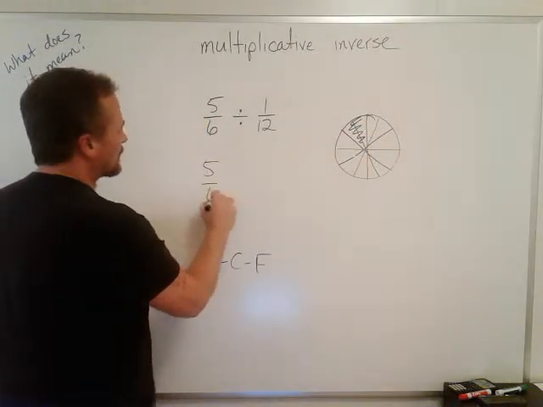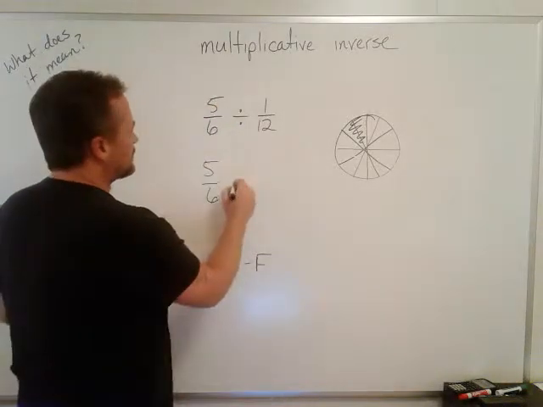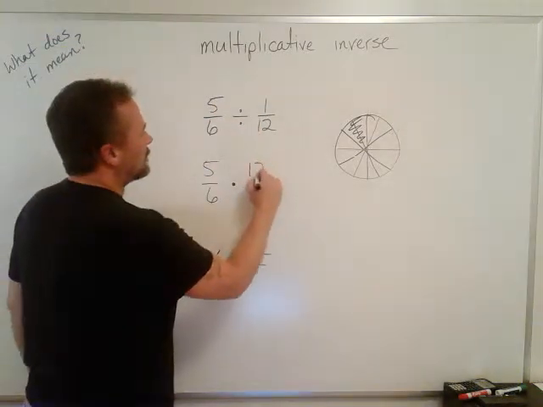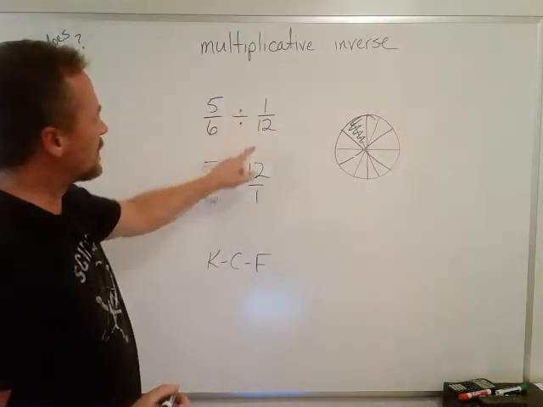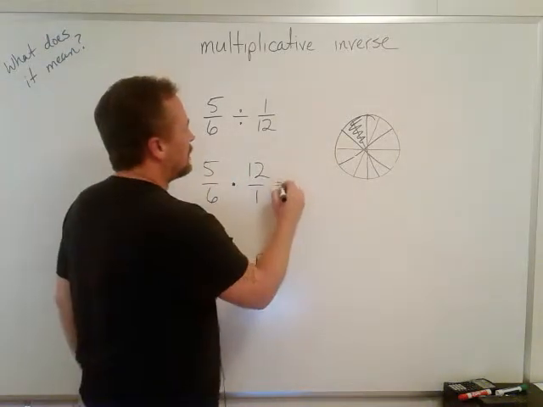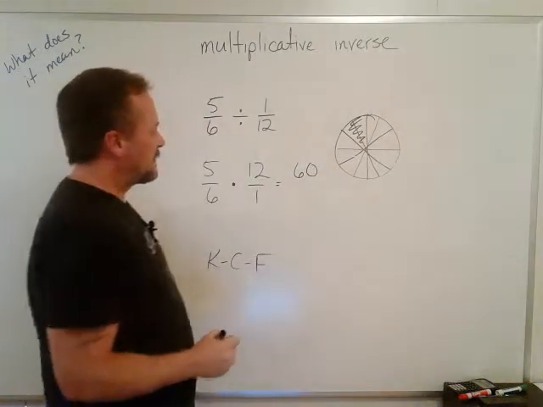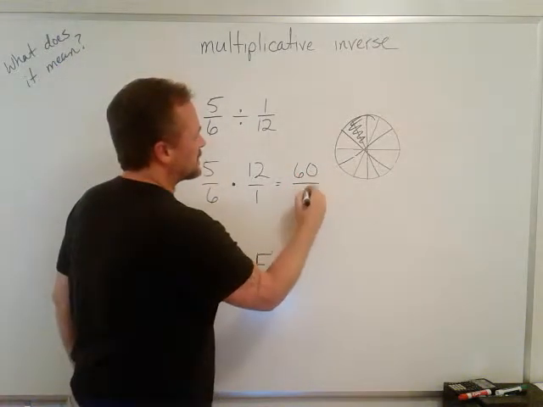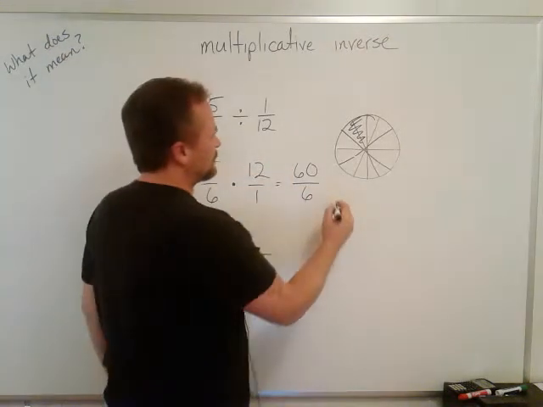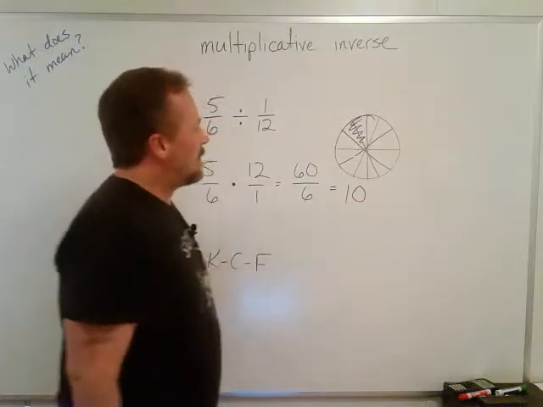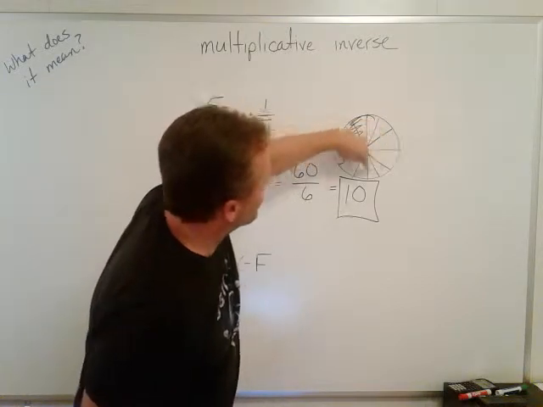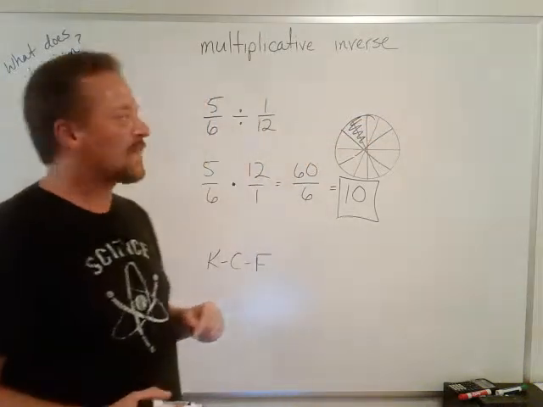I'm going to keep the first fraction, change the operation to multiplication, and I'm going to flip this. So it's 12 over 1 instead of 1 over 12. And then I just have to multiply. 5 times 12 is 60. 6 times 1 is 6. 60 divided by 6 gives me a nice even 10. So if I were to count how many 12ths I really care about, there's 10 of them. Okay?